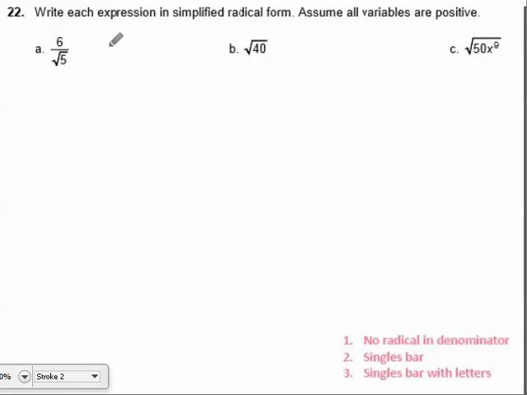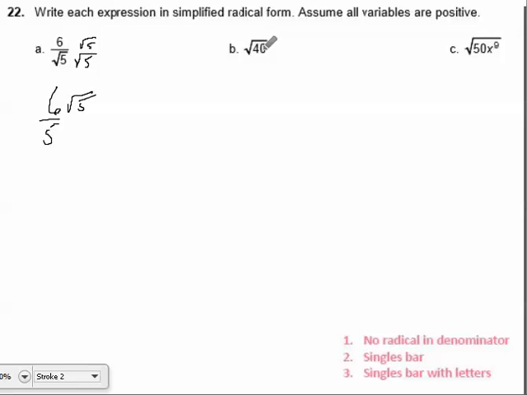Okay. Here they're wanting me to normalize the radical, and so what you do here is you multiply by the square root of 5 over the square root of 5, and you're left with 6 square roots of 5 divided by 5.